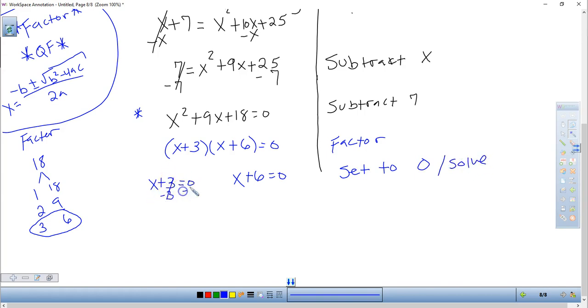So I subtract 3, I subtract 6. So I get x is equal to negative 3, and I also get that x is equal to negative 6.